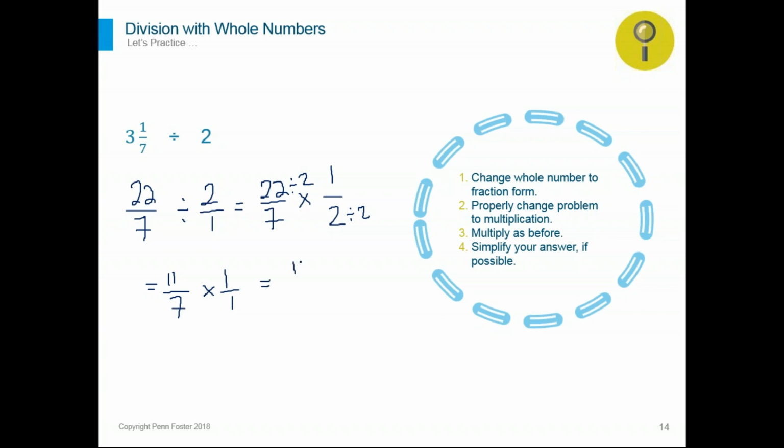Multiply across, and that will give you 11 over 7, not in simplest form. This is an improper fraction. How many times does 7 go into 11? Once, so it's going to be a 1. 7 will remain the same. 1 times 7 is 7. 11 minus 7 will give you a 4, so the quotient is 1 and 4/7.